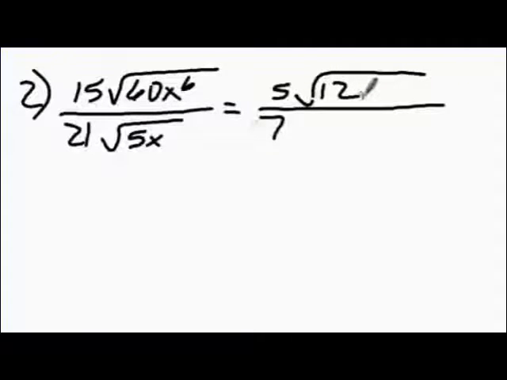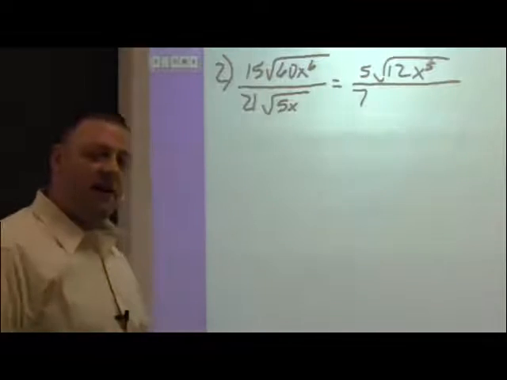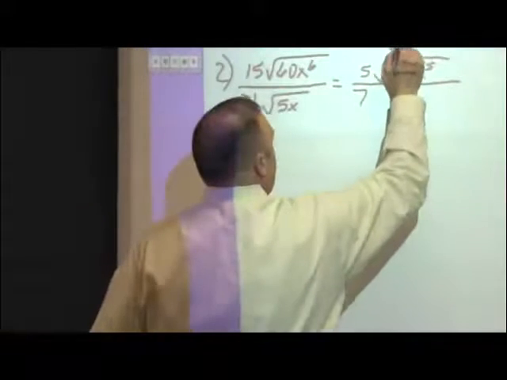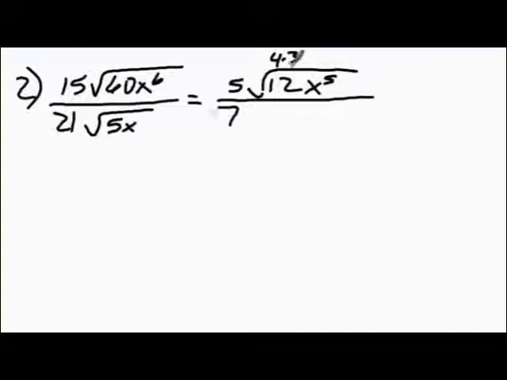And then subtract the powers of x. 6 minus 1 gives you 5, so you're going to have x to the 5th inside. Now you're not done. You still have to simplify that radical. So we're going to write the 12 as 4 times 3. Square root of 4 is 2. And then take that 2 times this 5, giving you 10.